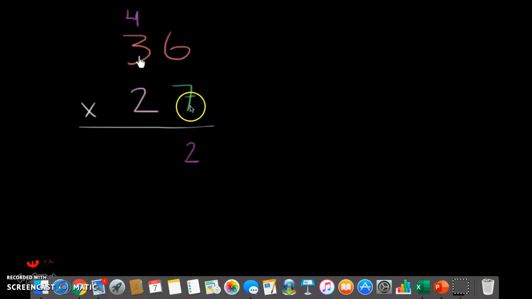Now, next step, we're multiplying 3 times 7, which is 21, but don't forget, you need to add in this 4. So in your mind, you know 3 times 7 is 21, but plus 4, that is 25.